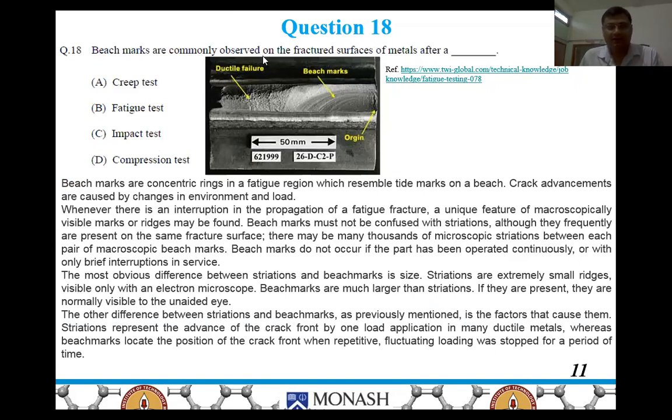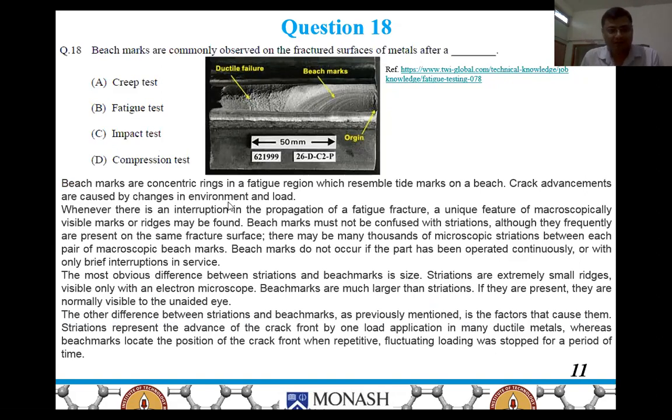Now, question number 18. Beach marks are commonly observed on fractured surfaces of metals after a fatigue test. So these are the beach marks. You can see these circular kind of lines. So these are the beach marks, and this is the ductile fracture. This is from this reference.